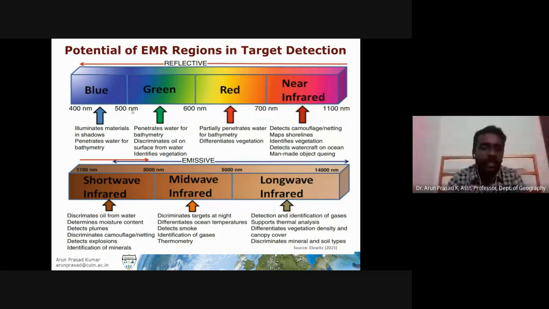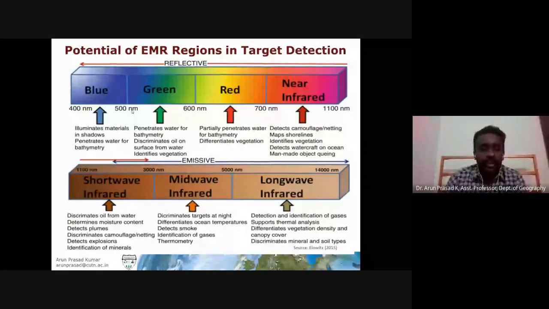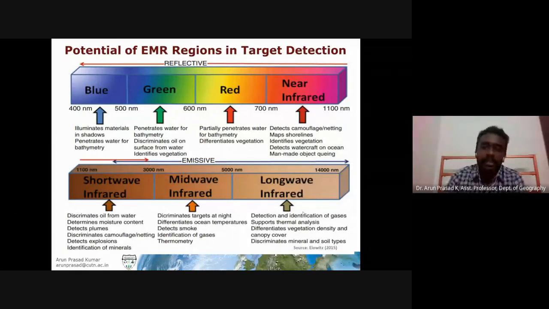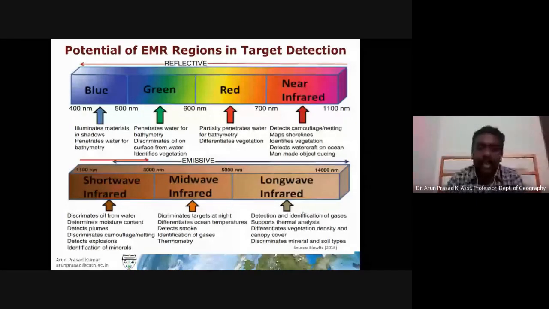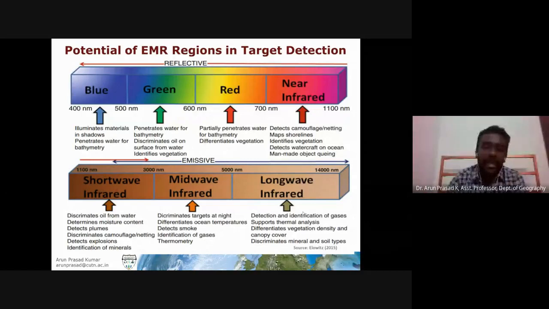And the shorter wavelength infrared, short wave infrared and mid-wave infrared, all have their particular applications. For different purposes, we use different wavelengths. The longer wavelength, long wave infrared, is basically thermal remote sensing, using emissive radiance. Here they use it for thermal analysis and identification and detection of different minerals based on their absorption at this wavelength, and soil types and canopy cover, and camouflage mapping for military purposes. All these things use the thermal infrared. Okay.